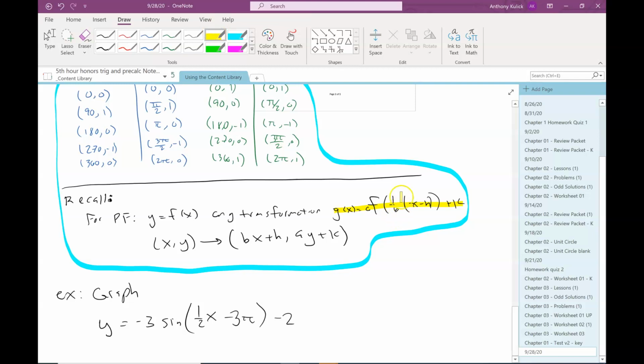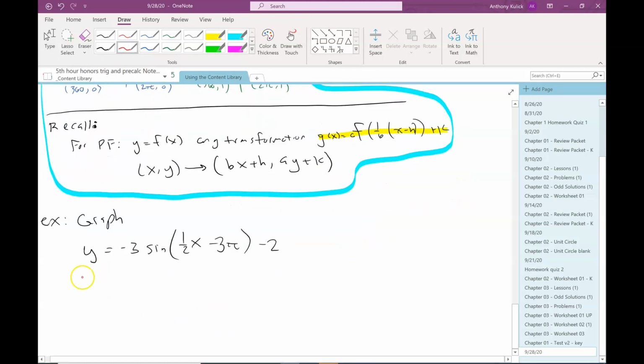Well, notice here that the 1/2 is not the coefficient on the x. The coefficient on the x is 1. Did you guys see that over here? So I need to do the same thing down here. So I'm going to factor 1/2 from both the 1/2 x and the minus 3 pi. When I factor the 1/2 off of 1/2 x, it just becomes x. What do I get when I factor 1/2 out of 3 pi?